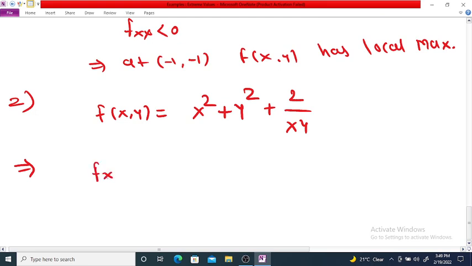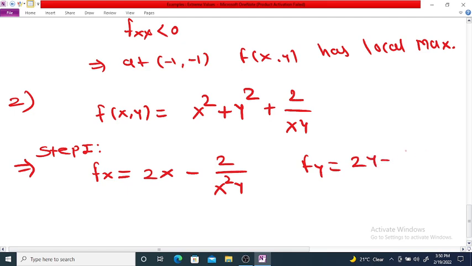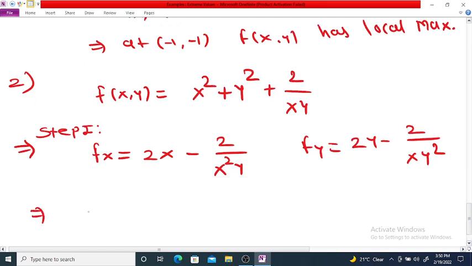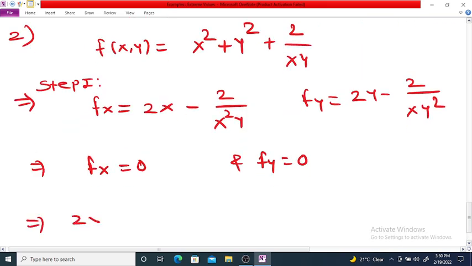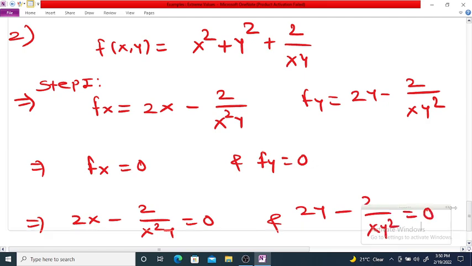So here, step first, critical point. To obtain a critical point, find the partial derivative with respect to x. So f_x is 2x - 2/(x²y), and f_y is 2y - 2/(xy²). Now f_x = 0 and f_y = 0 implies 2x - 2/(x²y) = 0 and 2y - 2/(xy²) = 0.